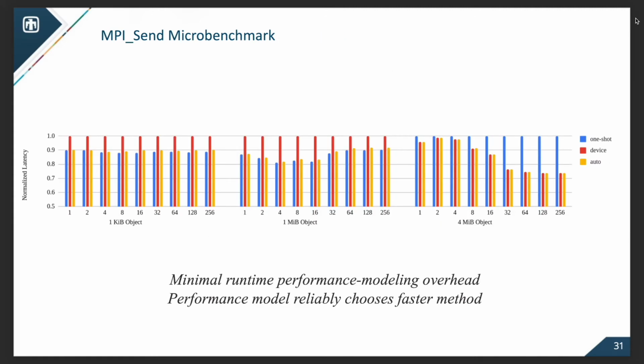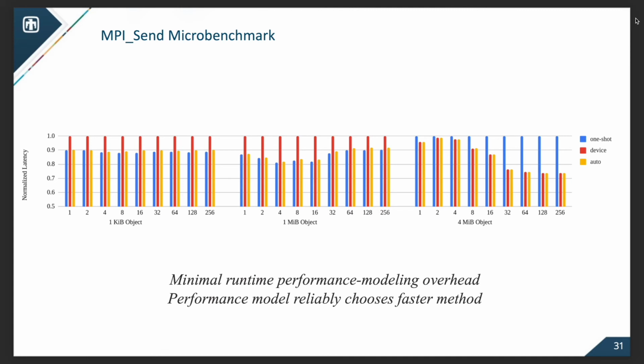And so we can look at how these methods stack up against each other by doing a ping pong in MPI send. And so basically what we're showing here is for different sizes of objects, each triplet of bars is a different number of contiguous bytes within that object. And you can see that for the larger objects, the one-shot method's better. For the smaller objects, the device method's better.